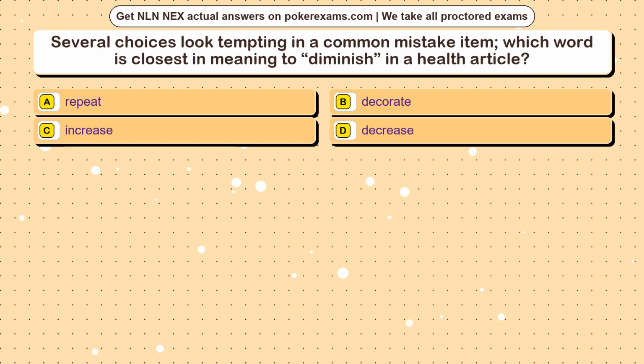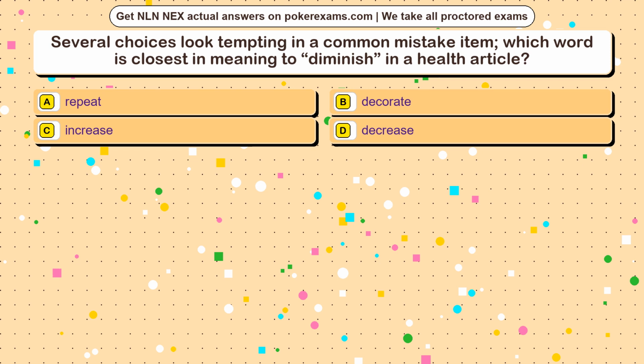Question 12. Several choices look tempting in a common mistake item. Which word is closest in meaning to diminish in a health article? Option A, repeat. Option B, decorate. Option C, increase. Option D, decrease.